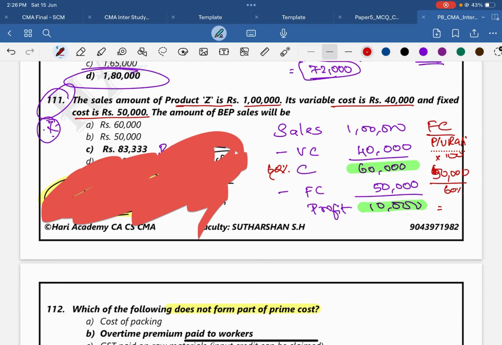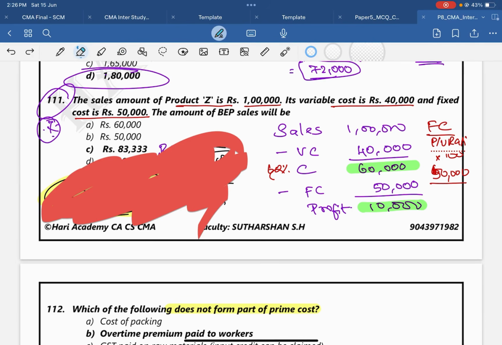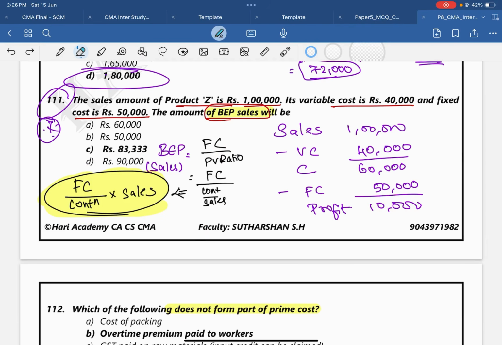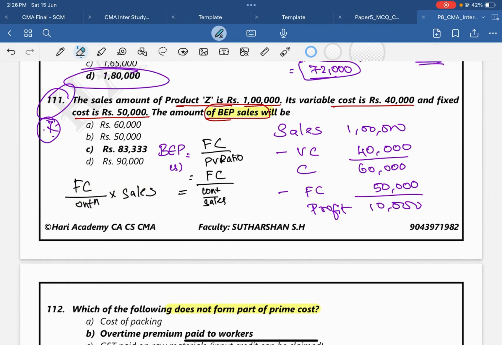Instead, what can you do? You can go with a formula. That's my point. The formula is fixed cost divided by contribution into sales, which is nothing but the PV ratio, very simple.